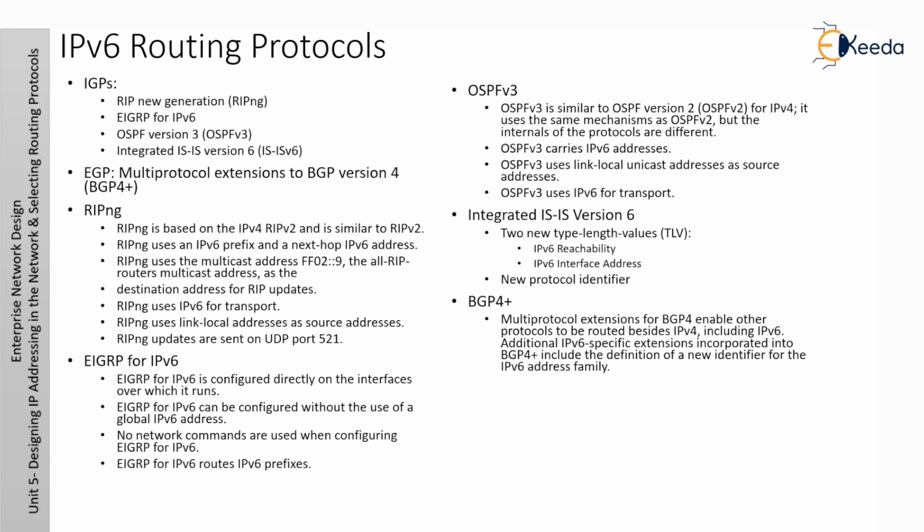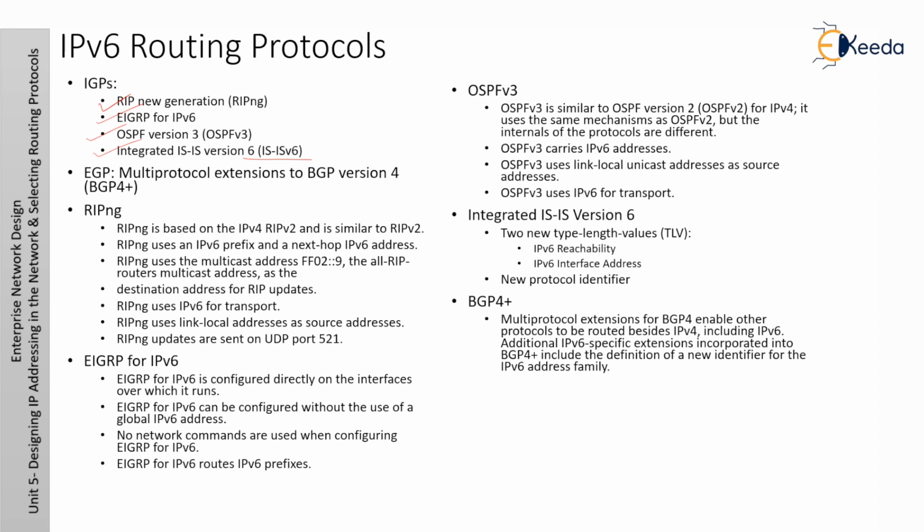As with IP version 4 CIDR, IP version 6 uses longest prefix match routing, with updates to existing IP version 4 routing protocols where necessary for handling longer IP version 6 addresses and a different header structure. Currently, the IGPs are RIPng, EIGRP for IP version 6, OSPF version 3, and integrated IS-IS version 6. We will discuss these in the next topic. There are four topics, and we will discuss all these things in detail.